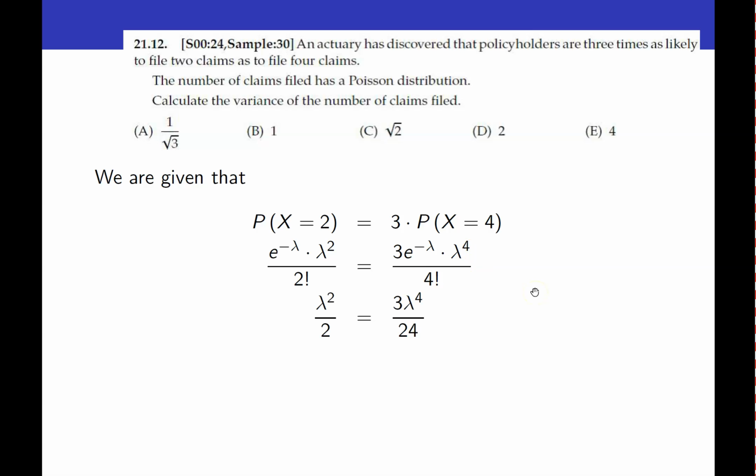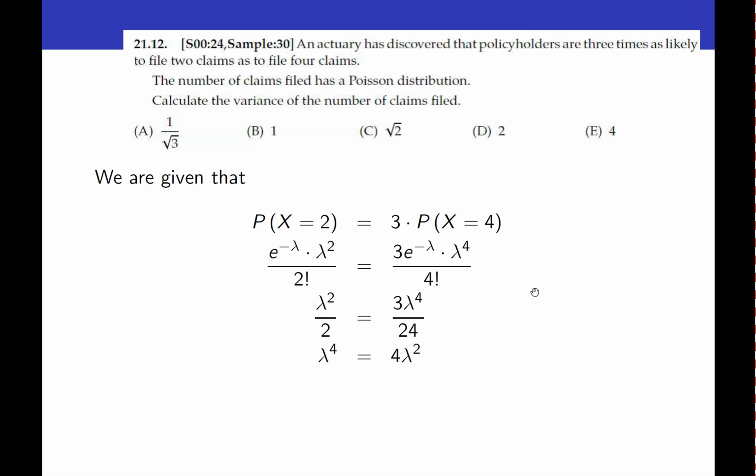Do a little bit of cleaning up. Your e to the negative lambdas cancel. You get lambda squared over 2 on the left, 3 lambda to the 4th over 24 on the right, or lambda to the 4th equals 4 lambda squared. You could go ahead and divide through by a lambda squared here, because we know that lambda can't be 0.